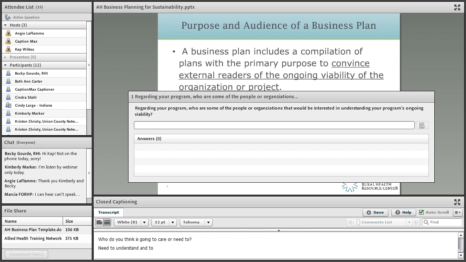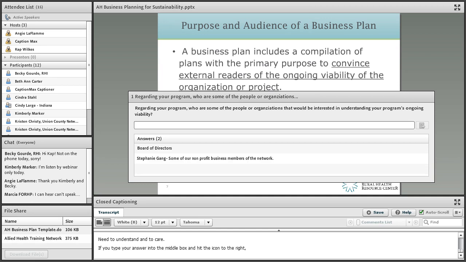But the reason that you put them all together and study those interactions is so that you think about your whole organization, but your goal is for external readers to understand and be convinced that you're a viable ongoing program and that you're going to be around for a while. And the business plan then becomes a living document that projects out a few years, just like your strategic plan projects out a few years.